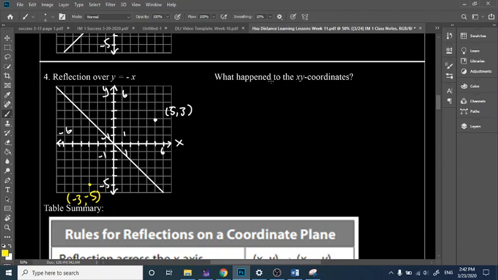So again, 30 seconds. What happened? And what I want you to do is fill this in. 3, 2, 1, 0. So it looks like x and y switched again, but it's not just that.